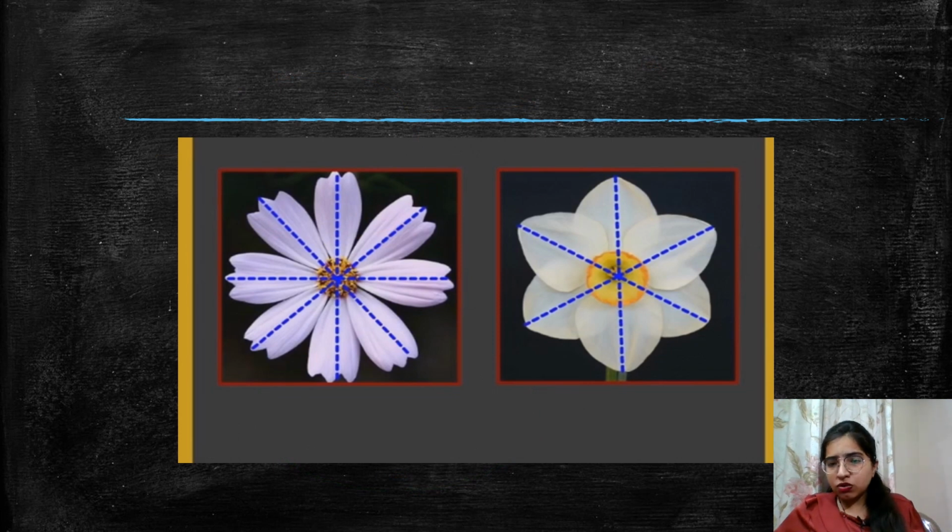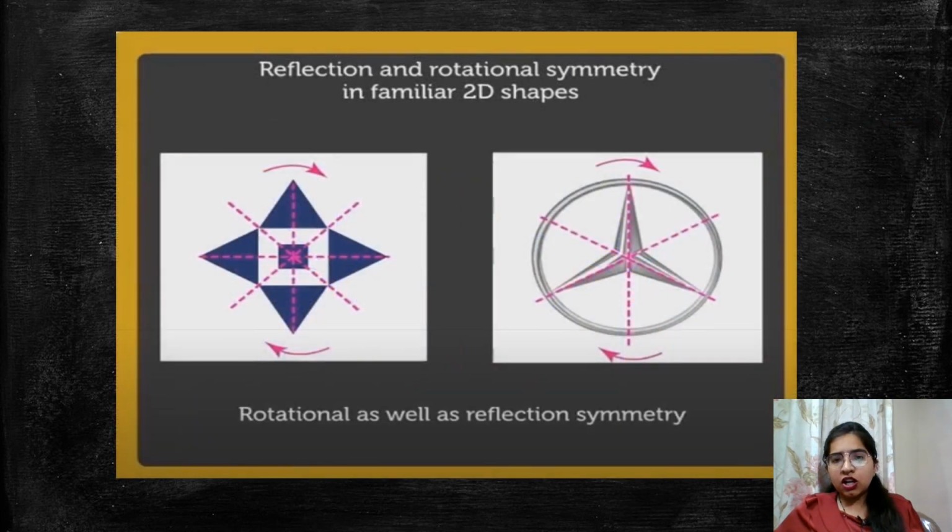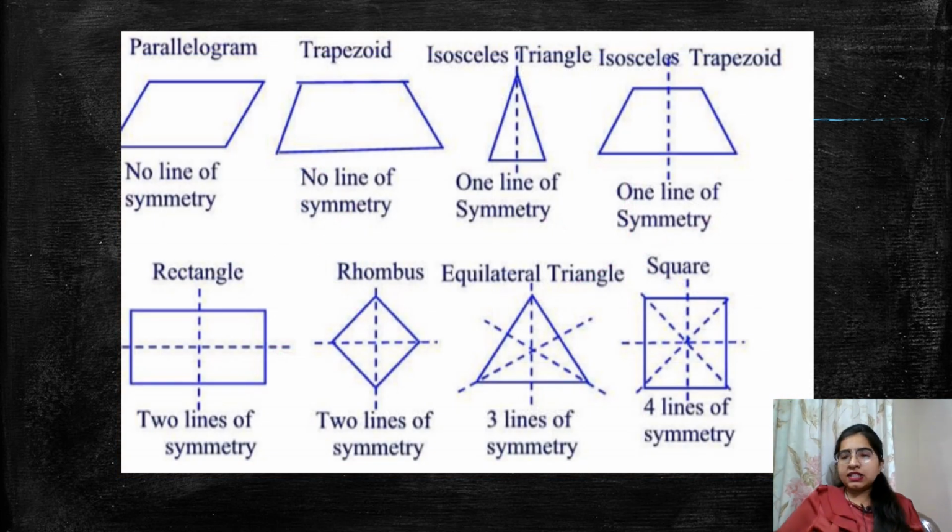Many flowers also have rotational symmetry, you can see here, and this flower also. And these are objects that have rotational as well as reflection symmetry. So let's see this example, this picture. A parallelogram has no line of symmetry, because students, when you draw a line, these two parts are not equal. So a parallelogram does not have any line of symmetry. You have to remember this.